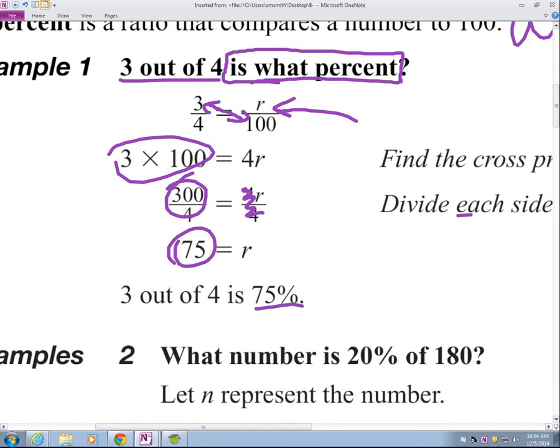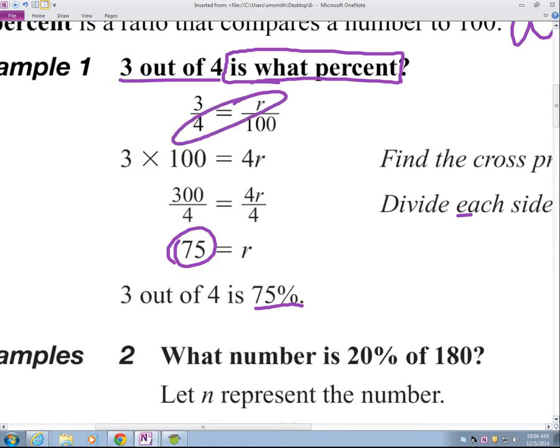Yeah, Tommy? How do you get 4 though? Because it says 3 times. The cross product? Good question. The cross product is multiplying those two numbers together, 4 times r.